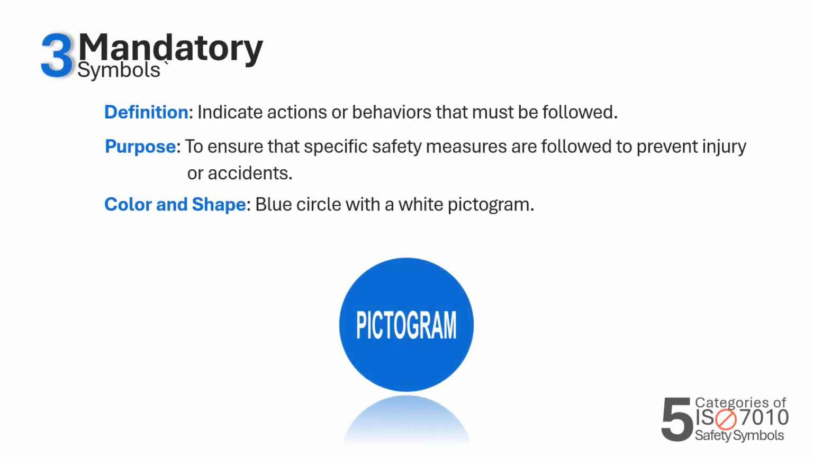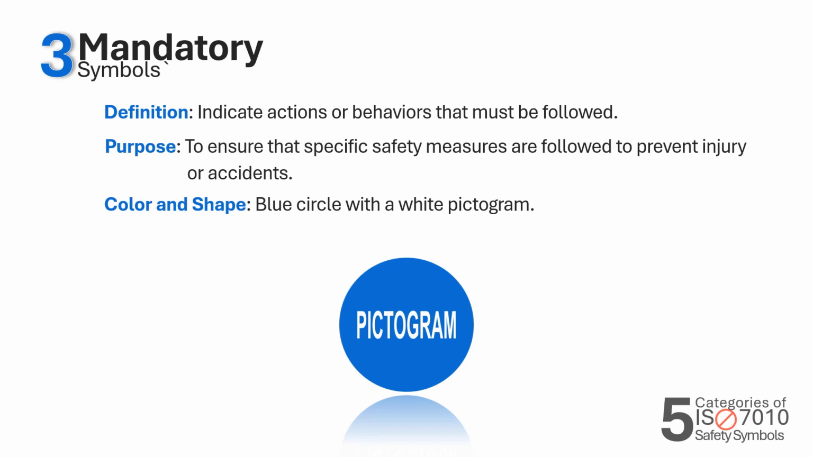The third category is mandatory symbols. Mandatory symbols are used to indicate specific actions or behaviors that we need to follow to ensure safety and prevent accidents. The main goal of mandatory symbols is to ensure that everyone follows certain safety measures.